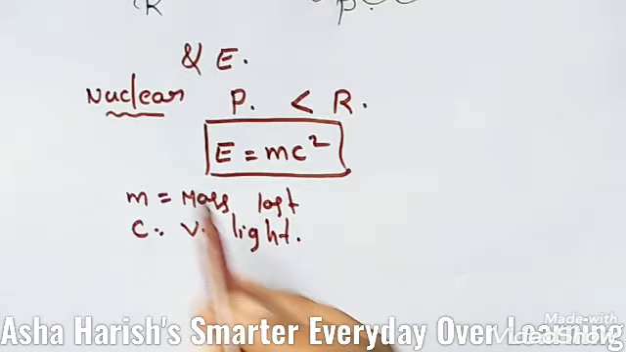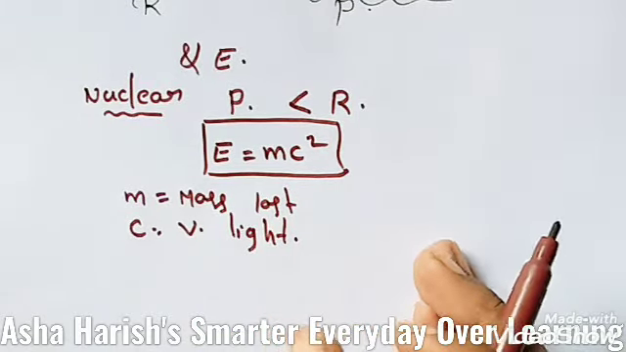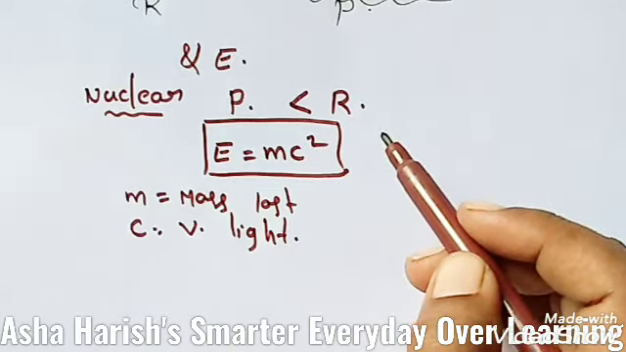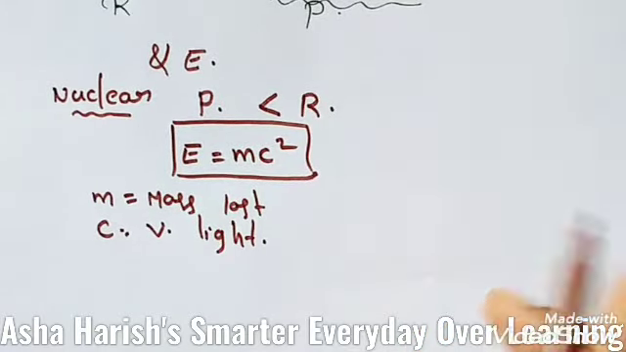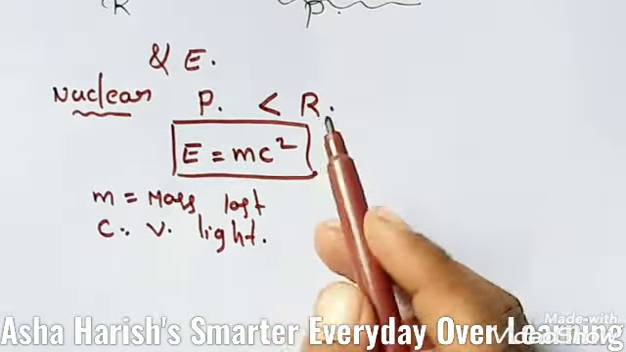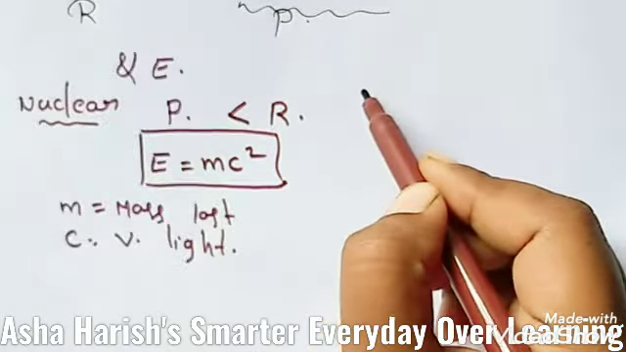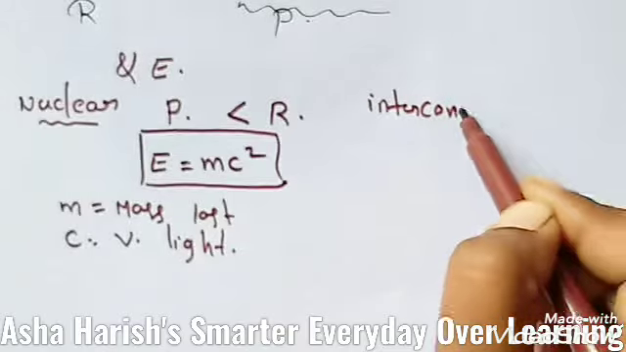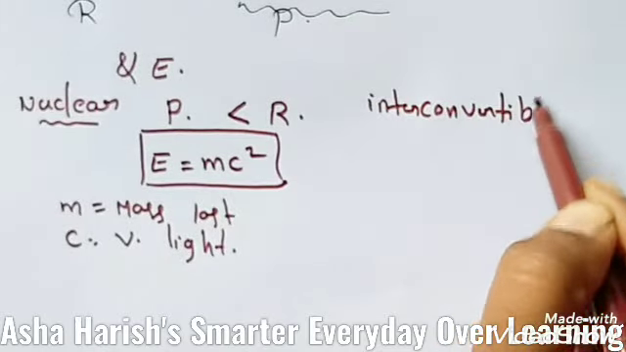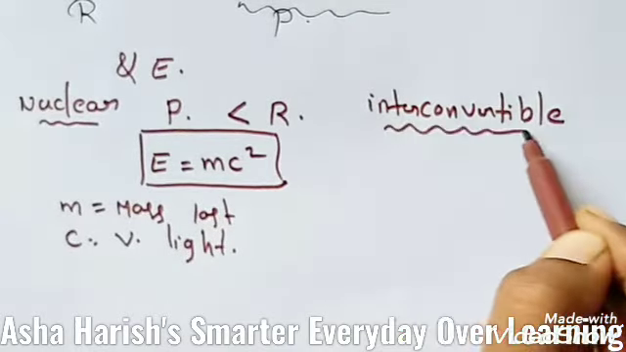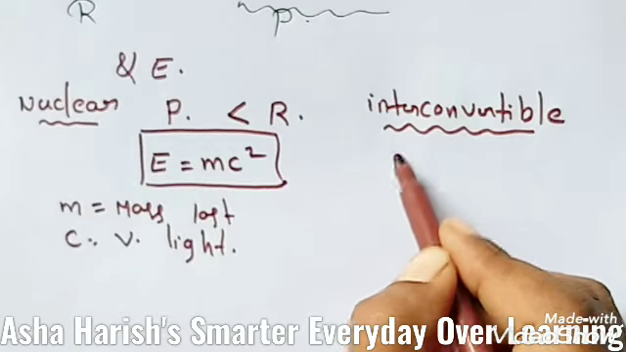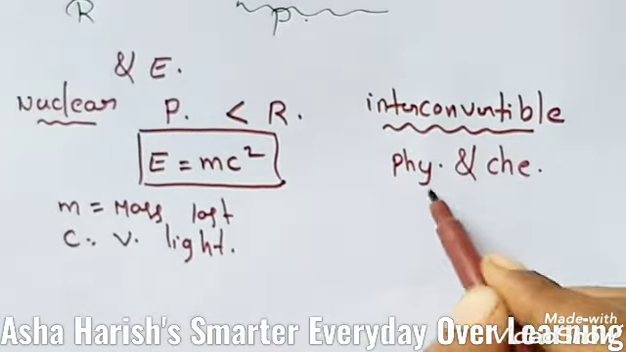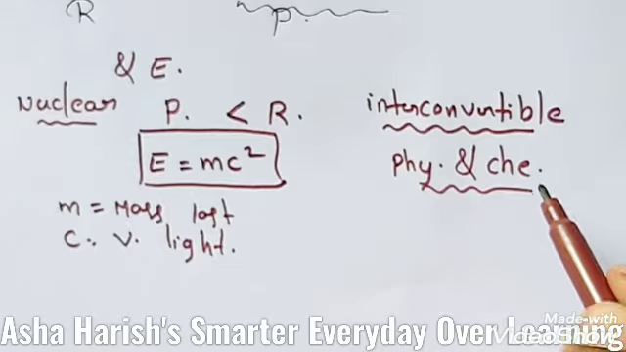Hence, the law of conservation of mass has been modified. Now it is known as the law of conservation of mass and energy. Students, here is the definition of this law: mass and energy are interconvertible, but the total sum of the mass and energy during any physical change and chemical change remains constant. We have to conclude that.